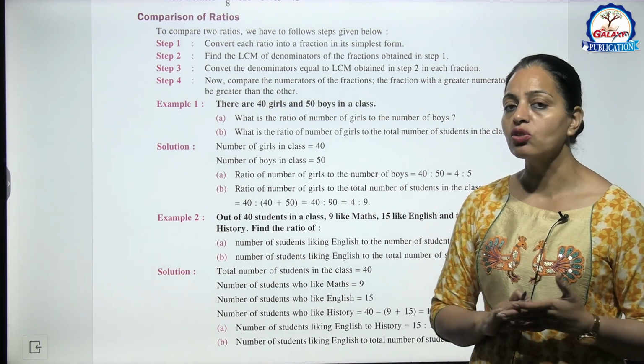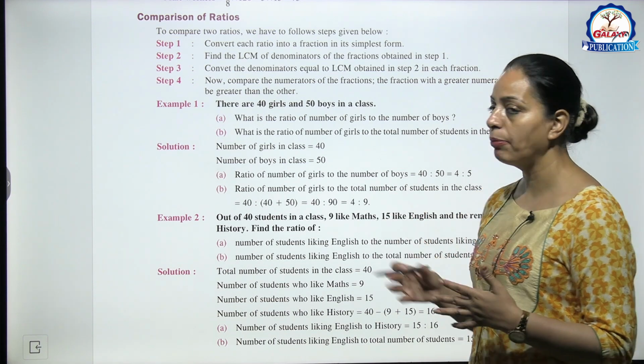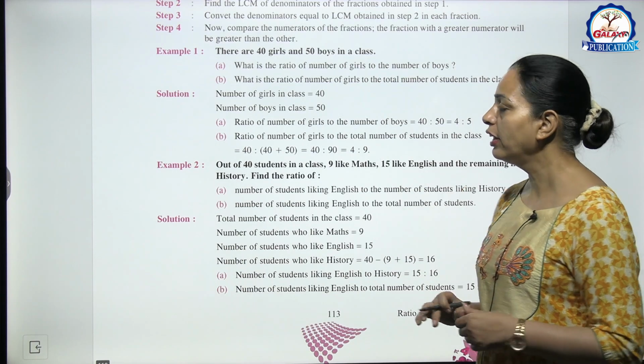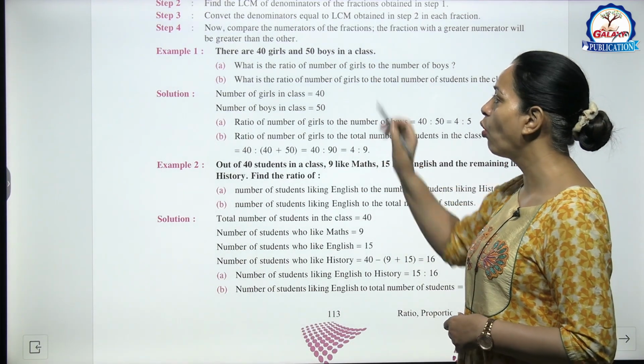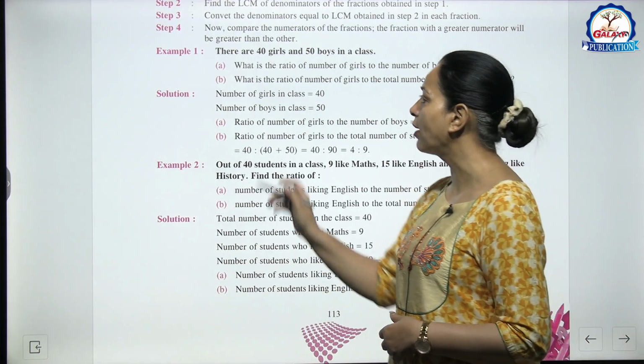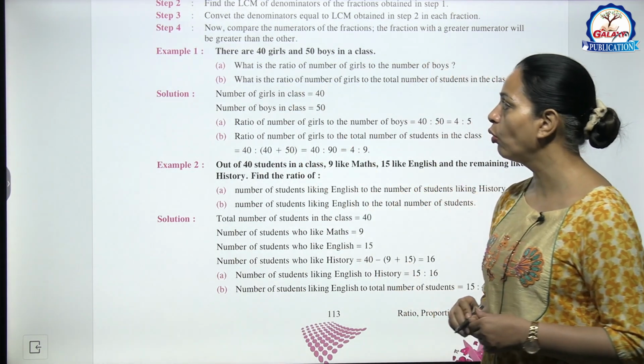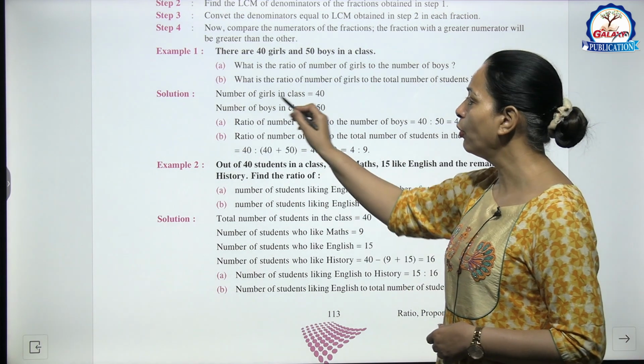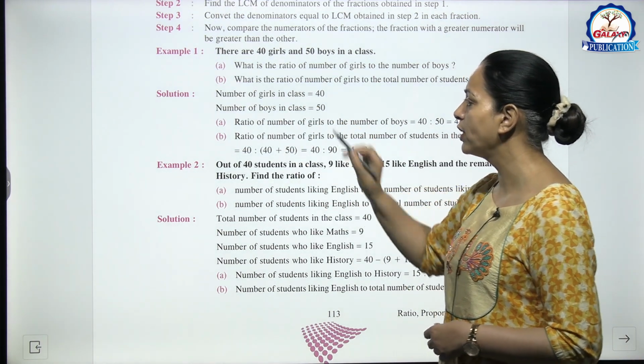Just as we compare fractions, in the same way we have to compare ratios. See example 1. There are 40 girls and 50 boys in a class. What is the ratio of the number of girls to the number of boys? So we know the number of girls is 40 and the number of boys is 50.